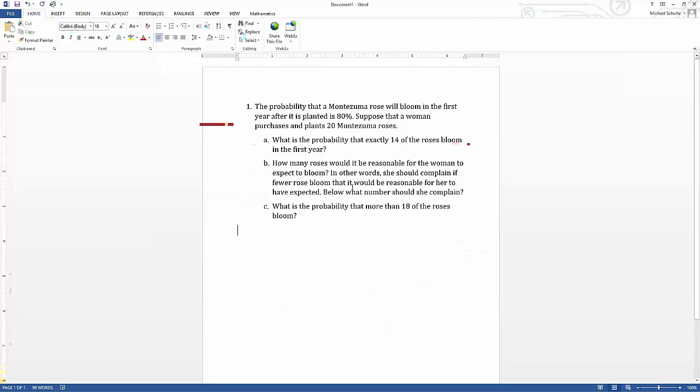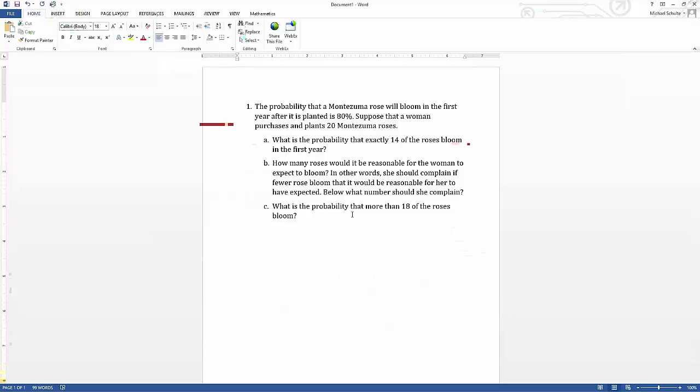They're all pretty basic. So you've got a particular type of rose that will bloom in the first year after it's planted 80% of the time. And if a woman purchases and plants 20 Montezuma roses, we've got a number of questions we might ask here. What's the probability that exactly 14 bloom in the first year? How many would you expect to bloom in the first year? And what's the probability that more than 18 will bloom in the first year? So if we go back to those requirements that I posted for each of the distributions, which one does this seem to fit?